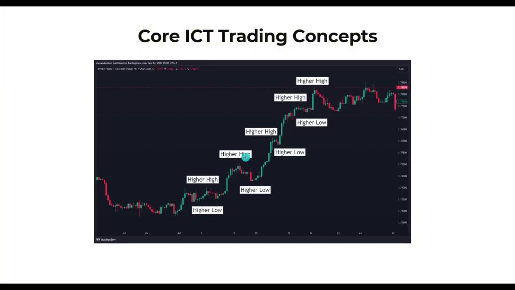So the buy side liquidity here is going to be these old highs. These highs are going to be your buy side liquidity and are going to be your targets whenever you are taking trades. And the old lows are going to be your sell side liquidity.